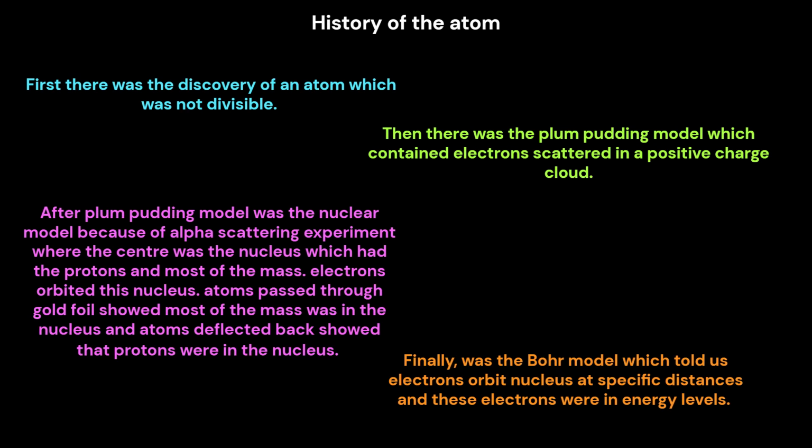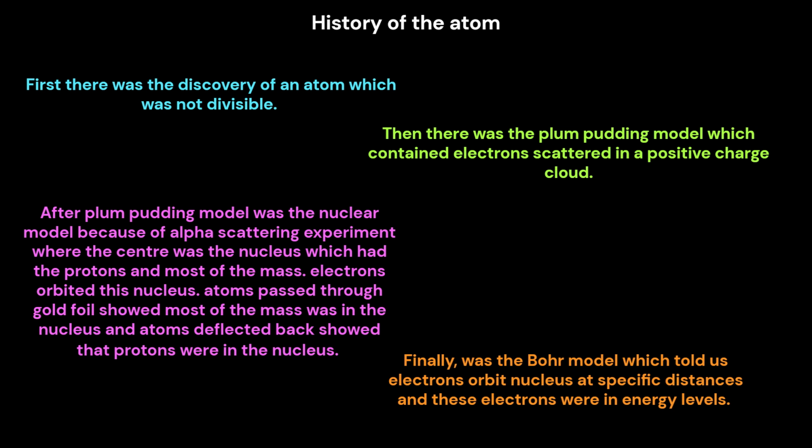History of the atom. First, there was the discovery of an atom which was not divisible. Then there was the plum-pudding model, which contained electrons scattered in a positive charge cloud. After the plum-pudding model was the nuclear model because of the alpha scattering experiment, where the center was the nucleus, which had the protons and most of the mass.